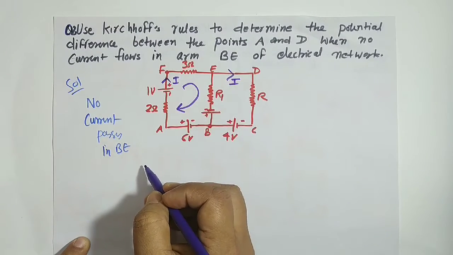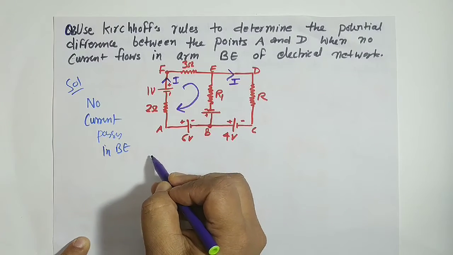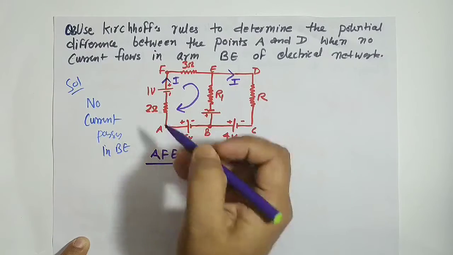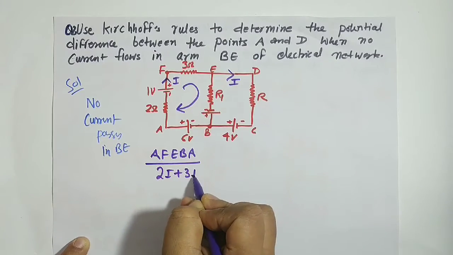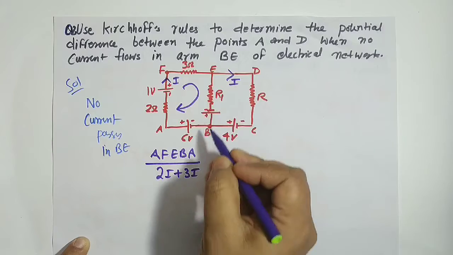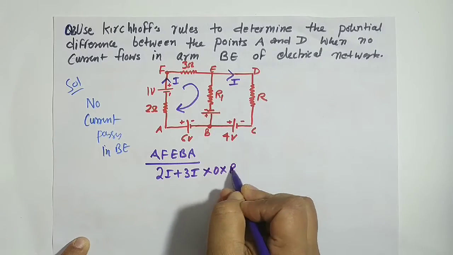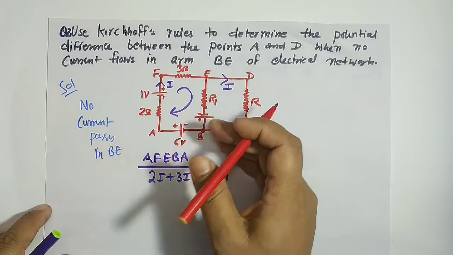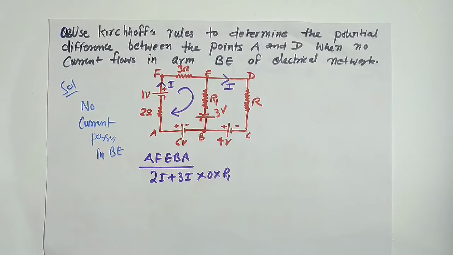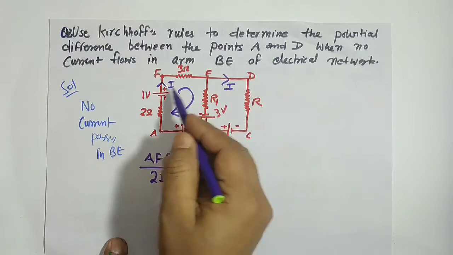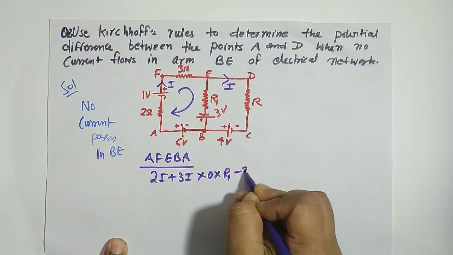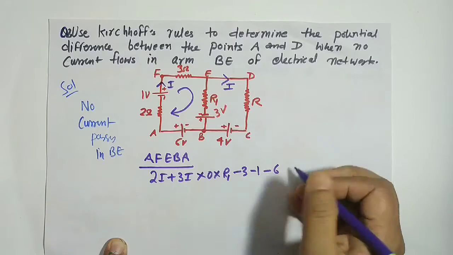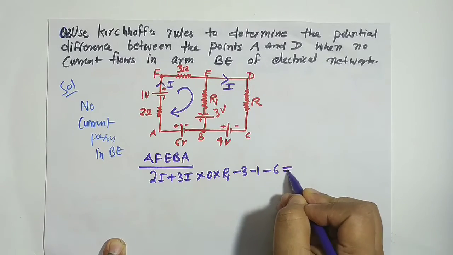So I am going to apply Kirchhoff's law on the path AFEBA. Are you getting it? So it will be 2I plus 3I, and R1 into 0, because in R1 there is no current. And this battery is of 3 volt, it is not written here. So 0 into R1, and you go through this, so minus 3. Minus 1 and minus 6. You are going to the negative of the battery, if you remember the rule. So solve it out, it will be 0.